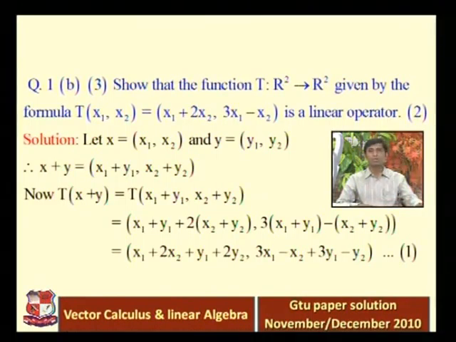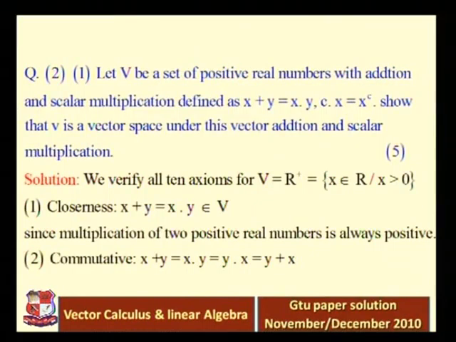Question 2, first part. This is an important question. It's a question of vector space, the chapter of vector space. We prove that the given set is a vector space under this addition and scalar multiplication. That is our question. So just read properly and try to understand what the question is. Question 2, first part. Let V be a set of positive real numbers, that means R plus.